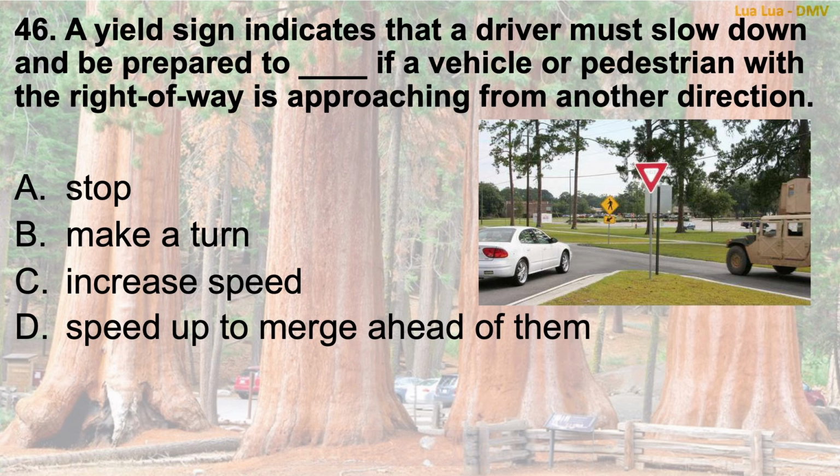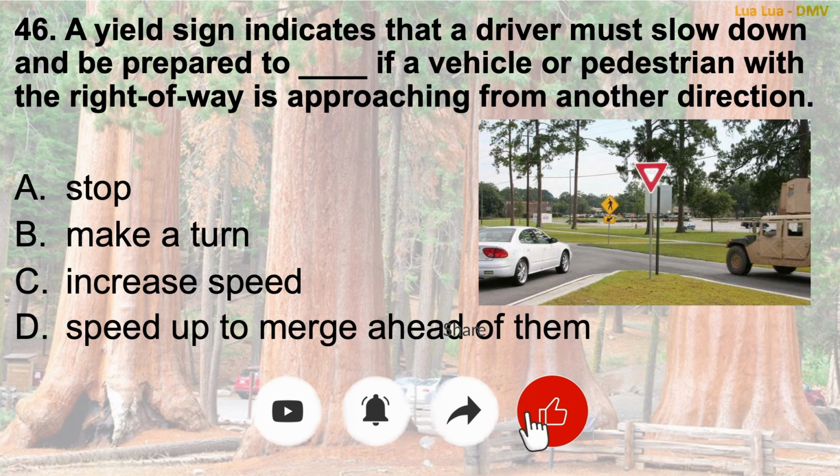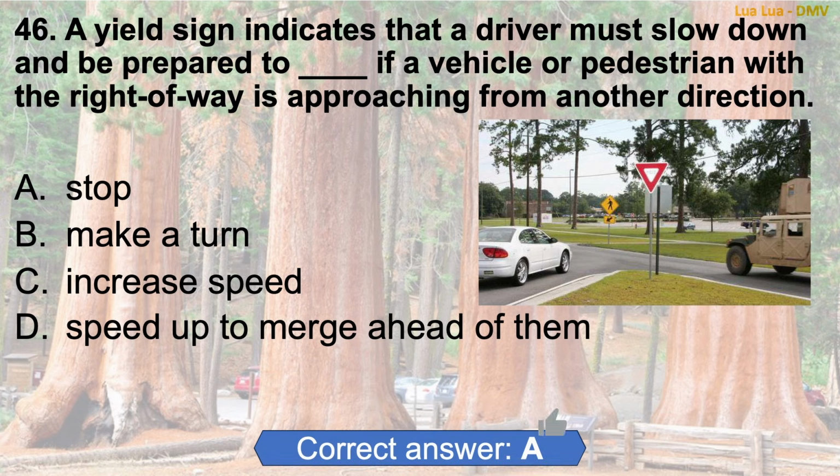Question 46. A yield sign indicates that a driver must slow down and be prepared to blank if a vehicle or pedestrian with the right-of-way is approaching from another direction. A. Stop. B. Make a turn. C. Increase speed. D. Speed up to merge ahead of them. The correct answer is A, stop.